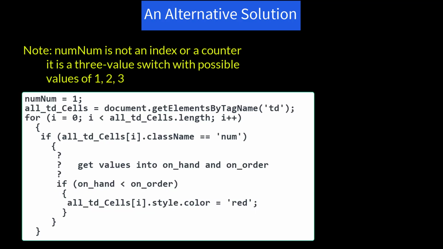So our logic is looking something like this now. We set num to 1, all TD cells equals document.getElementsByTagName, parenthesis TD. For I equals 0, I less than all TD cells.length, I++. If all TD cells bracket I dot class name equals num, then some logic to get the values into onHand and onOrder. Then we can ask if onHand is less than onOrder and all TD cells bracket I dot style dot color equals red. So we're making progress.